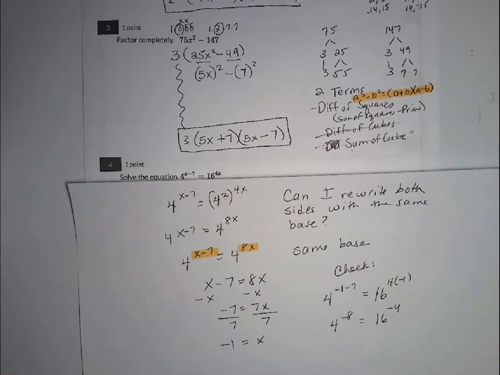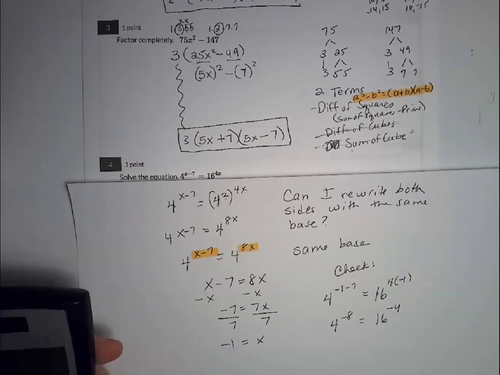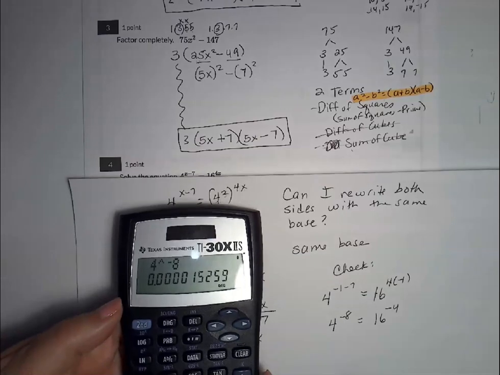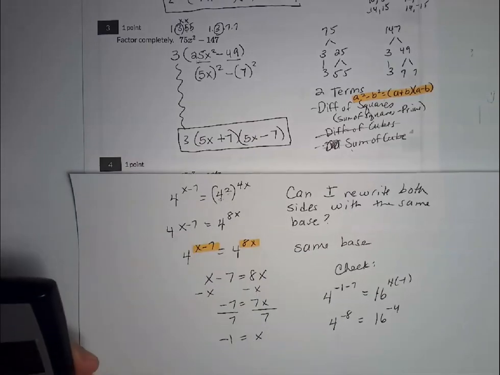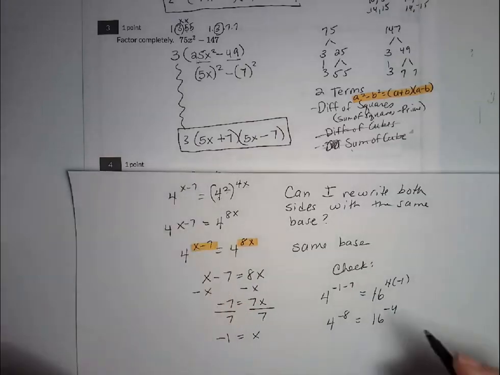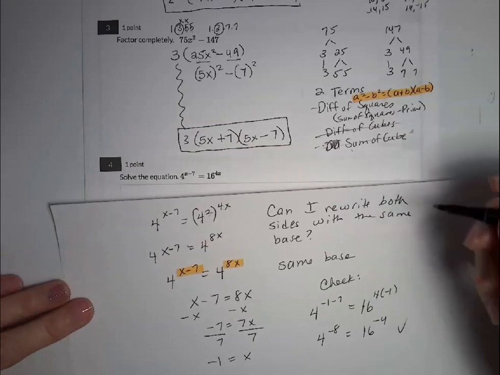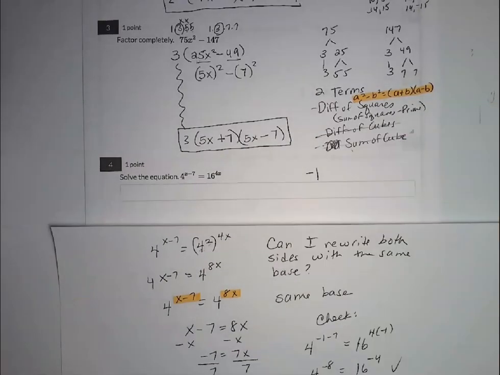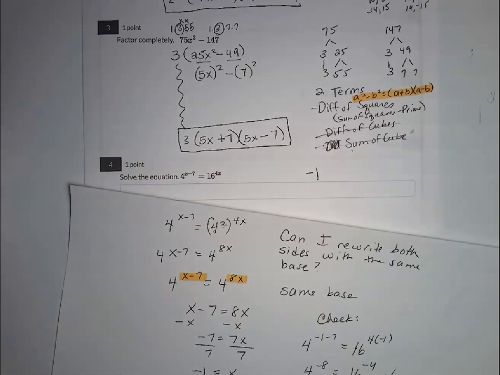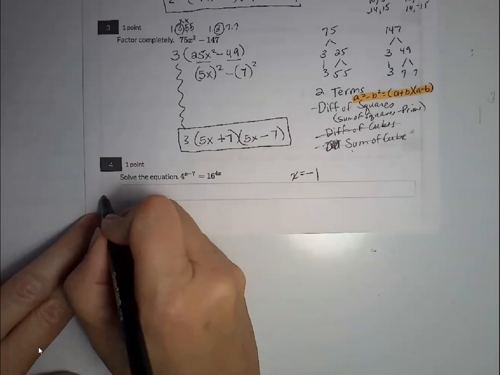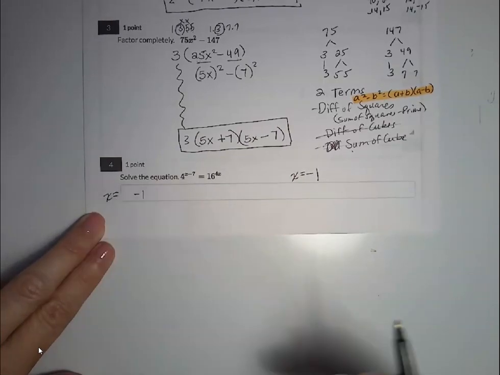And I could use my calculator and check that if I didn't see that. So 4 raised to the negative 8. You can see I get this number. 16 raised to the negative 4. You see I get the same number. And so on a test, I would just check it quickly myself to make sure I didn't make a mistake. And that one is done. Negative 1. And I will put on here x equals, so you'll just enter in the negative 1 in the box.